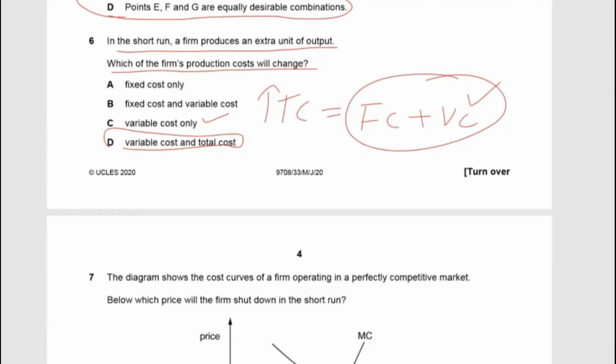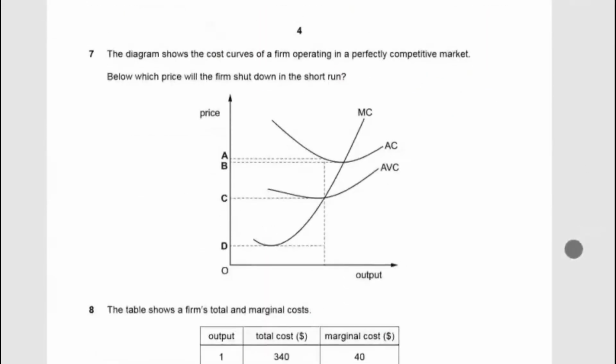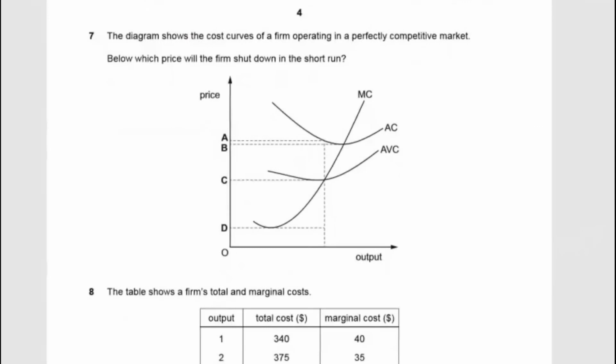So D is the correct answer. And now move to question number 7. What answer did you get for 7? Question number 7 says the diagram shows the cost curves of a firm operating in a perfectly competitive market. Below which price will the firm shut down in the short run?